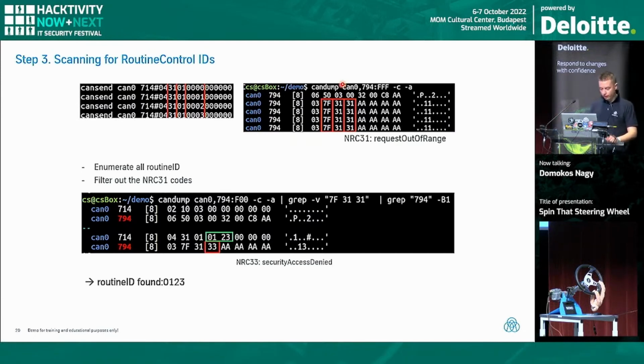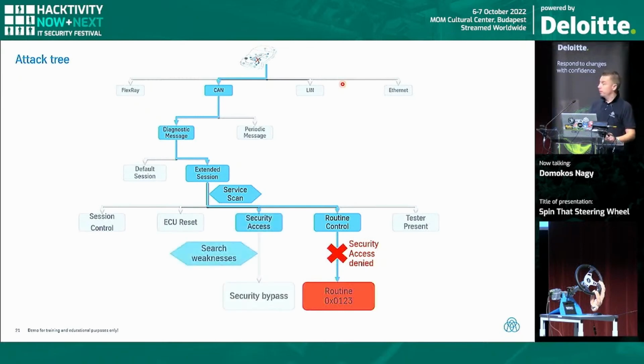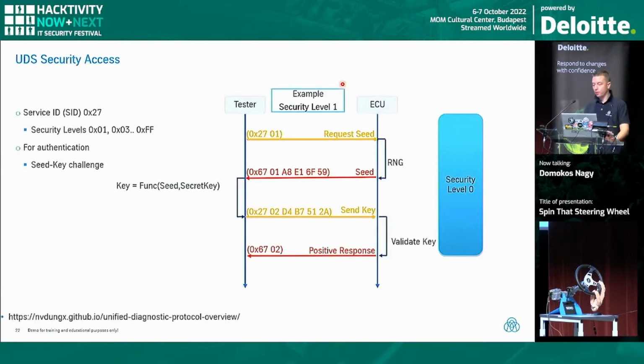That's where we are, and here is our attacking tree. So we need to step back and go to security access. We need to bypass the security somehow, find some weaknesses. I promise this is the last message flow we need to cover, and this is also useful for our capture the flag game. So service ID is 27, security level from 1, and added by 2.